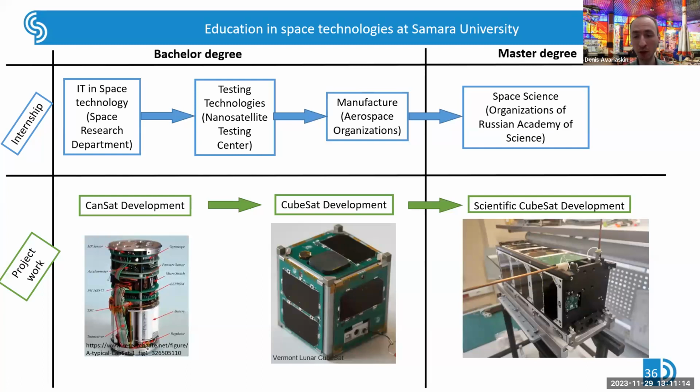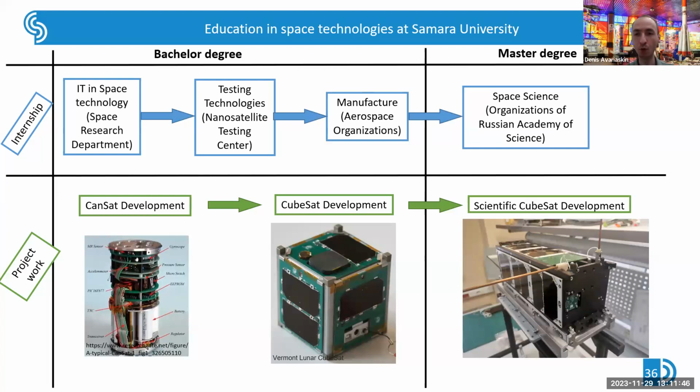And in master, when our students get a master degree, we try to send them to space science organizations of the Russian Academy of Science. And students during the study can join the projects of our satellites. The bachelor students of the first 2 years, we can involve in projects of CANSATs.